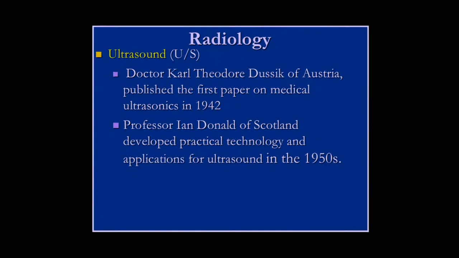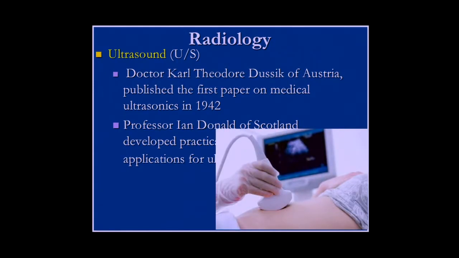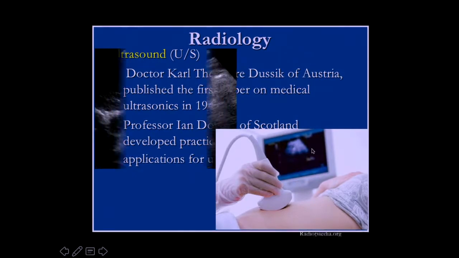So moving away from those types of things, we have the ultrasound, which is a very cool thing too, because it allows you to be portable. And the first paper was published, I think, in 1942. And then Ian Donald of Scotland developed the first practical technology in the 50s. So again, not an old technology. And these machines, as you see, are portable. Here's a transducer, which is a receiver, as well as emitting the ultrasound waves. And you can get an image that the patient can look at.